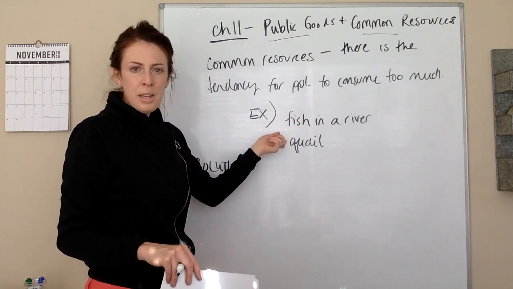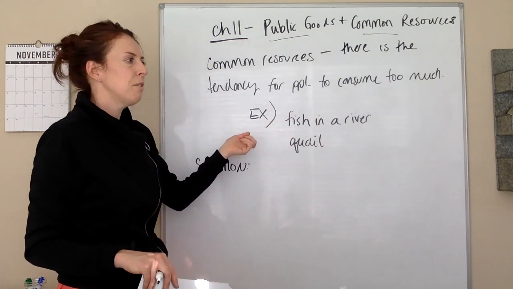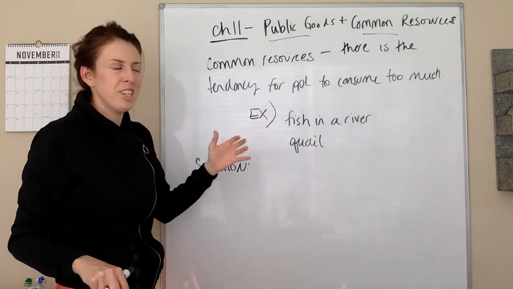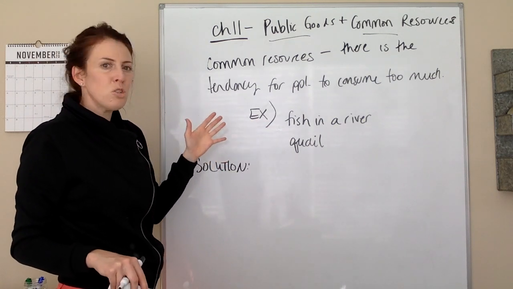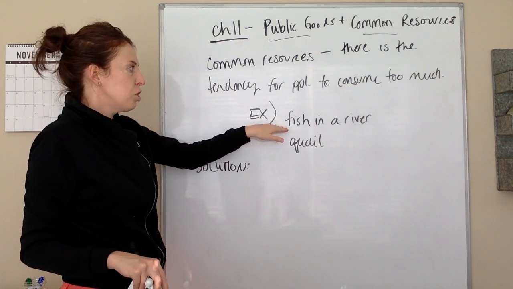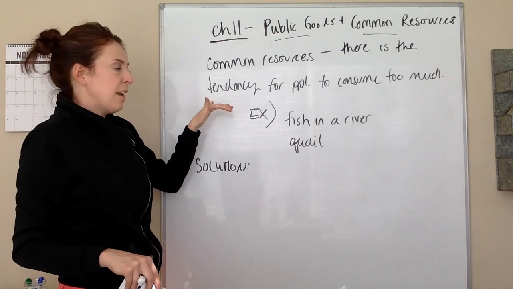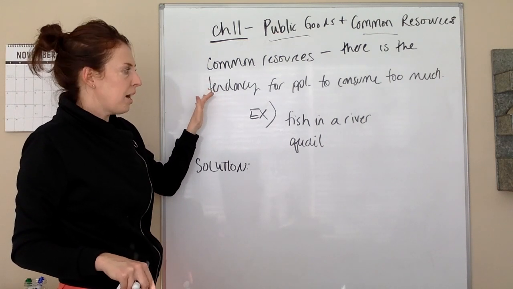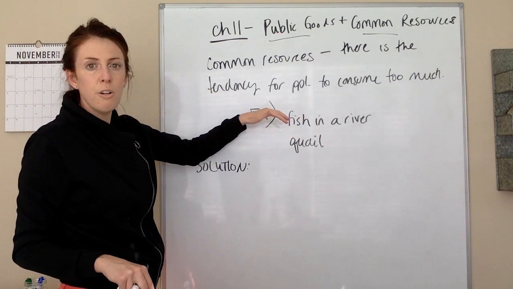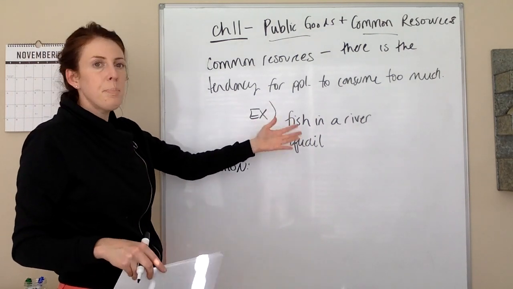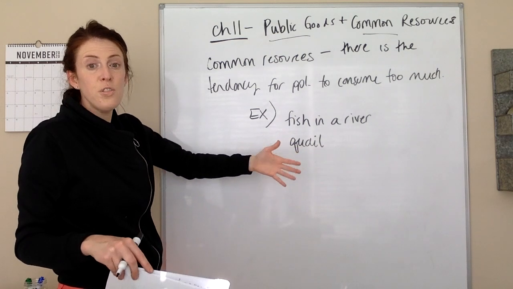The reason for the permit is because we want to restrict how many fish are fished. The government is smart enough to know that for fish in a river, there's a tendency for people to overconsume them, to take all the fish out so that we no longer have a fish supply. So they say you have to get a permit in order to go fishing. Those permits are intended to keep the population of fish at a sufficient level so that we continue to have fish.